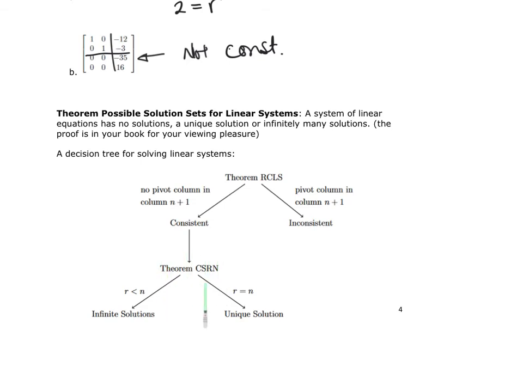And here I am going to use this theorem, which is the one we just did: consistent systems, R and n. Then I'm going to decide from there which one is true. Is R less than n? Then we have an infinite number of solutions. Is R equal to n? Then I have a unique solution, one single unique solution. Going back up here, going down this branch: if there is a pivot column in column n plus 1, the system is inconsistent and I don't get any solution.